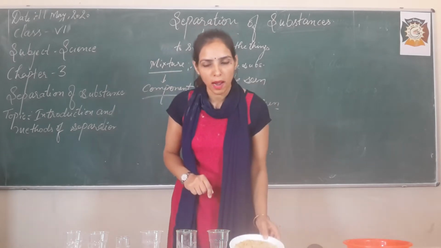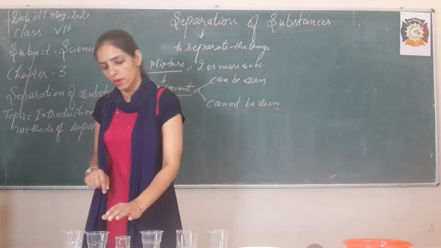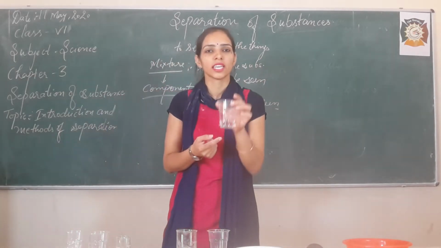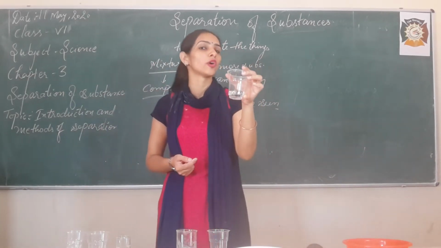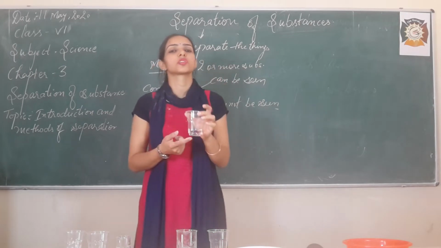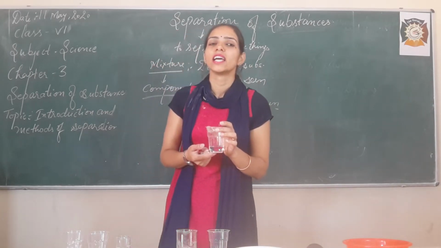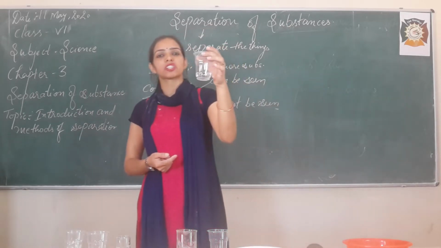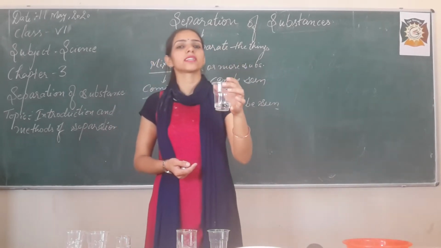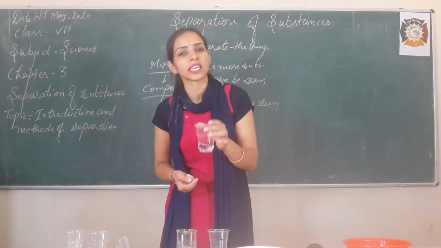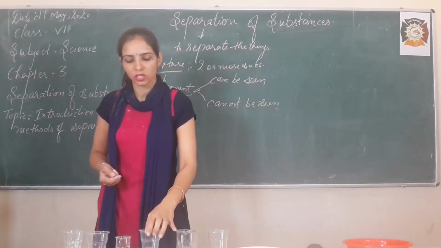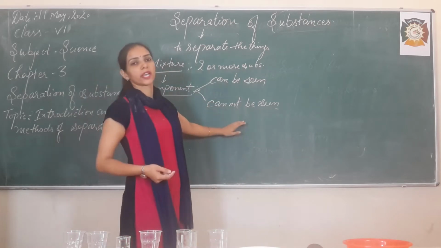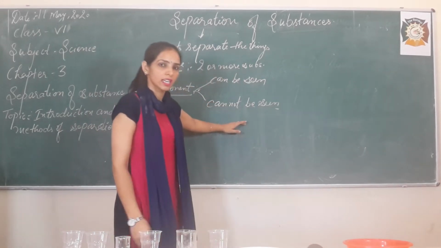But there are some mixtures where this is not so. For example, in this water, I have dissolved some sugar. Can you see the sugar inside it? No, you cannot see it because the sugar has dissolved completely in the water. So in this mixture, the other component, that is sugar, cannot be seen clearly, right? So the components are of 2 types: some can be seen and some cannot be seen.